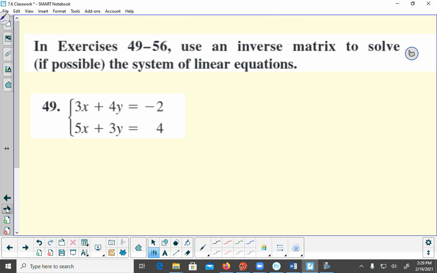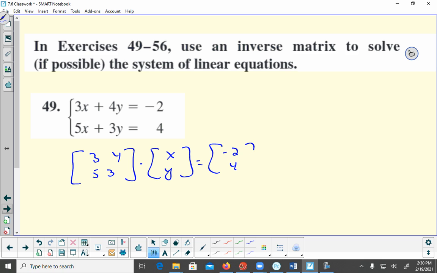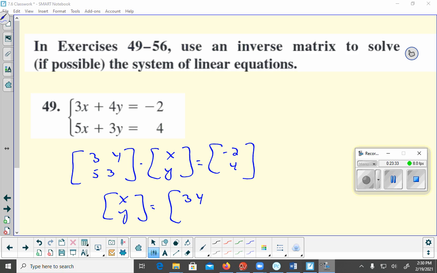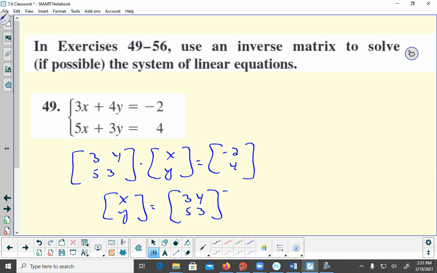So 45 says use the inverse to solve. So again, I take my coefficients, 3, 4, 5, 3. That's times my x and my y is equal to my negative 2 and 4. So to find x and y, I'm going to take the inverse of that. So I'm going to do 3, 4, 5, 3. Raise that to the negative first power, taking the inverse, and then multiplying by my answers, negative 2 and 4.